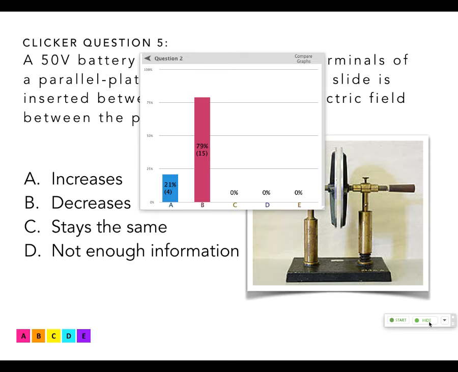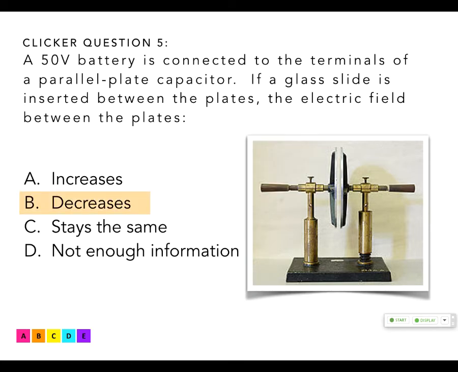So it decreases, okay? Remember, how does electric field scale? It's the original electric field divided by kappa. Kappa is 1 or bigger, so that means it's going to have to decrease, okay?